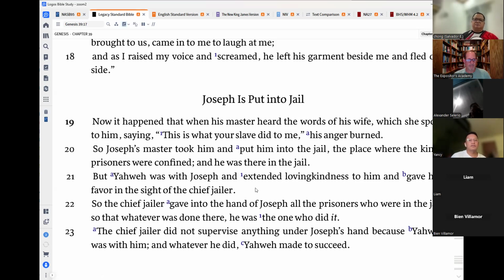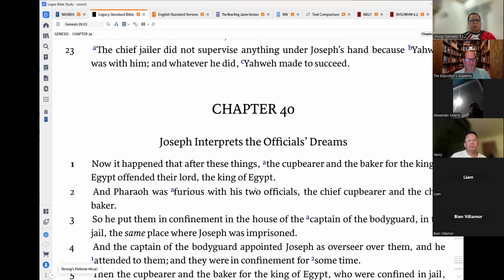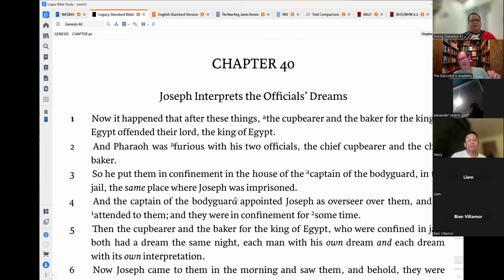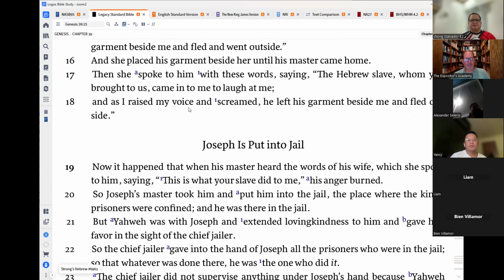Great. Okay. So that's the story from chapter 39. In 40, we get to a new story, and that's when Joseph interacts with the cupbearer and the baker. But 39 is really the whole situation with Potiphar's wife, and then he ends up in jail.